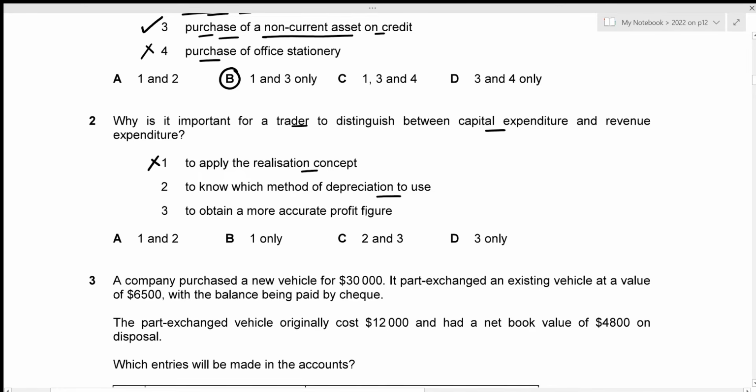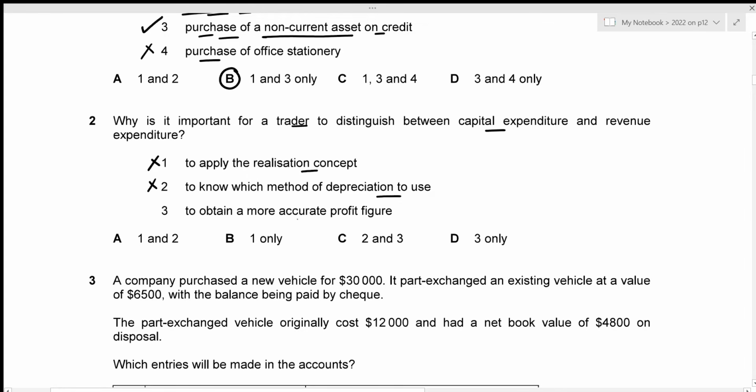The second one is to know which method of depreciation to use. Now, depreciation is something that is applied to all non-current assets, and non-current assets are recorded as our capital expenditure. So we do not need to distinguish between the capital expenditure and revenue expenditure in order to know which method of depreciation to use. So this item is also incorrect.